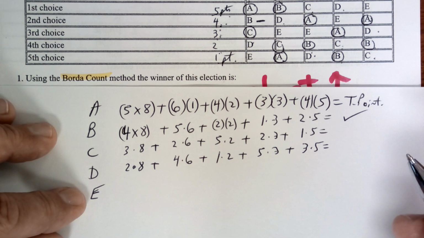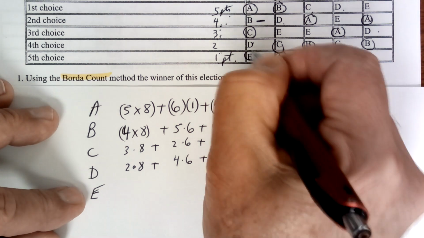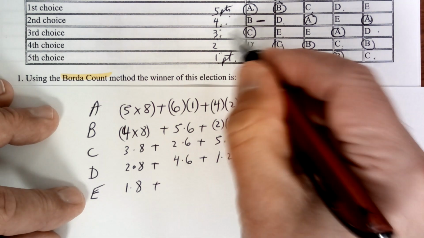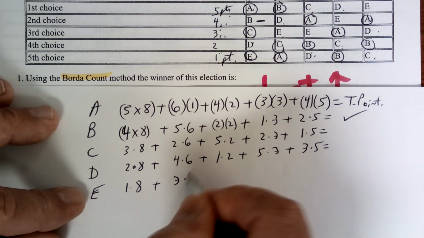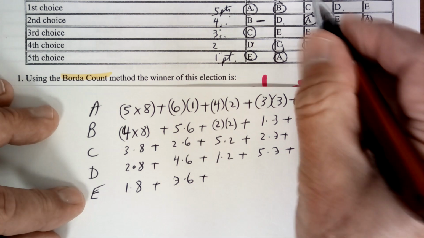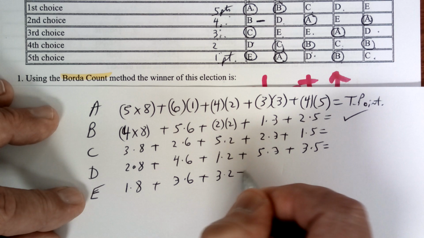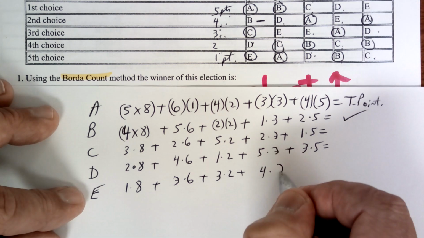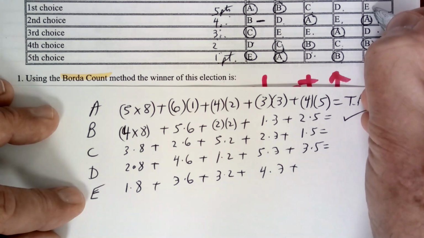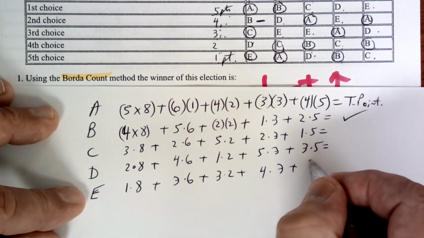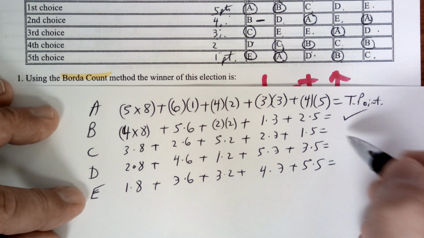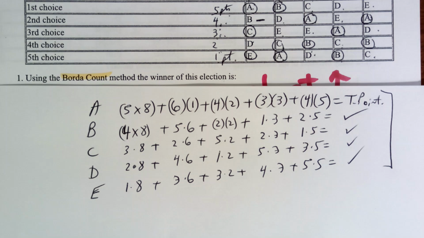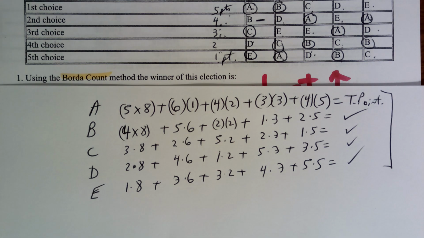Okay, E is down here, so that's 1 times 8. And then E is right here, that's 3 points, so that's 3 times 6. And here's E, so that's 3 times 2. Here's E, so that's 4 times 3. And then finally E is right here, so that's 5 points, 5 times 5. Get your calculator and multiply all of these out so we can see who wins. And that is the Borda count method.